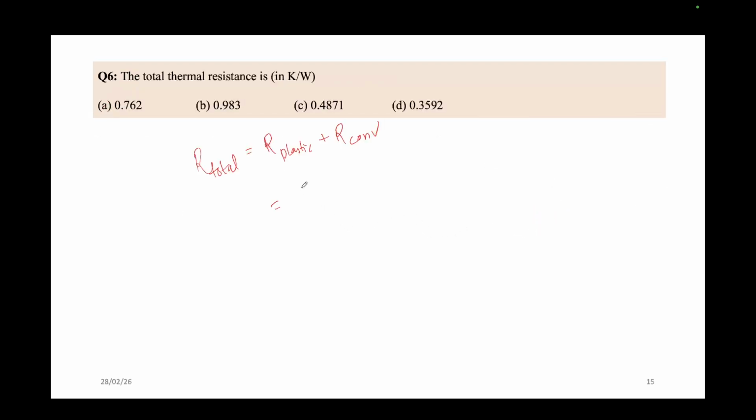So this is your 0.0407 plus 0.3185, which is 0.3592 kilowatt. Okay, so the correct option is option D. Okay, a few more questions.